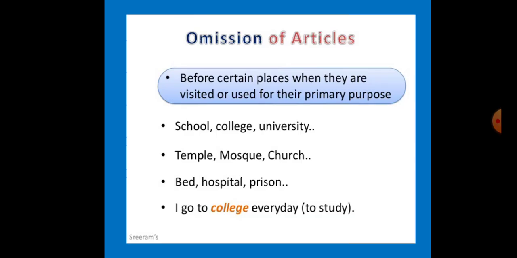Now I will show you where you will not use any article. We will not use any article before certain places when they are visited or used for their primary purpose. For example, school, college, university, mosque, temples, church, bed, hospital, prison. You see the sentence, I go to college every day. I go to college for study. So here no article is used.